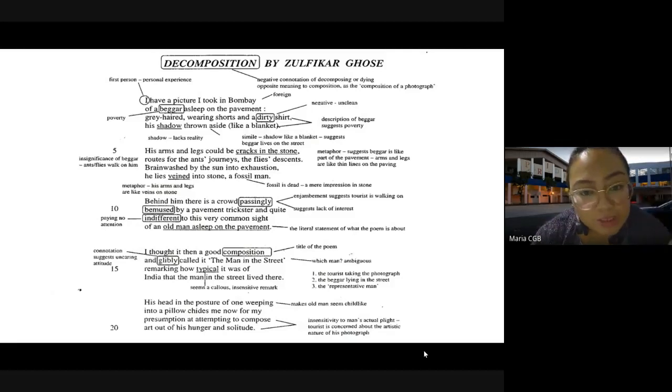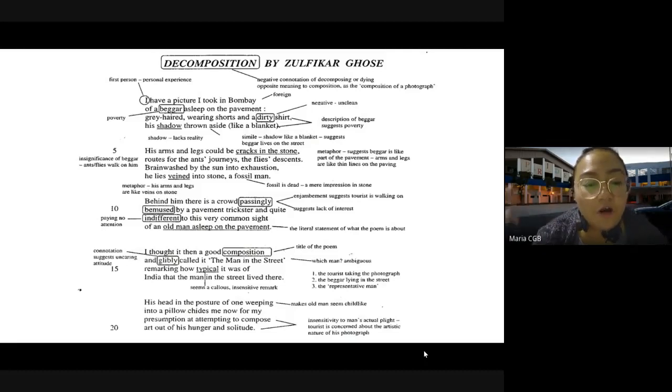So over here we see, okay, again we zone in the word passingly bemused. Okay, this is how you analyze words in a poem. You zero into the words, the word choice of the poet. Passingly bemused means these passers-by are just looking at what entertains them, and they have a pavement trickster, and they're quite indifferent. Indifferent means not paying attention to the old man sleeping on the pavement. Again, the fact that the poet says this is a common sight, which means poverty is quite rampant in India.